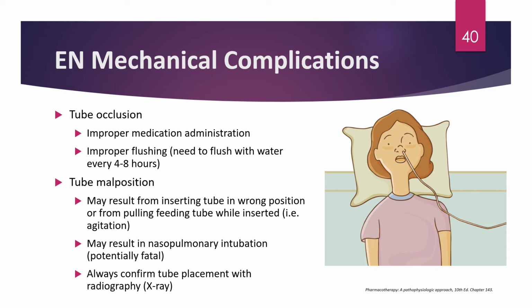The tube may also be malpositioned, so this can result from placing the tube in the wrong position or pulling the feeding tube while inserted. So if a patient is agitated, they might actually pull their tube out. That actually happens very commonly. We don't want the tube in the wrong position because we want it to be obviously in the gut. But if it goes down the wrong tube and it goes into the lungs, if we don't check the placement of it first with, for example, an X-ray, we might actually nasal pulmonarily intubate a patient.